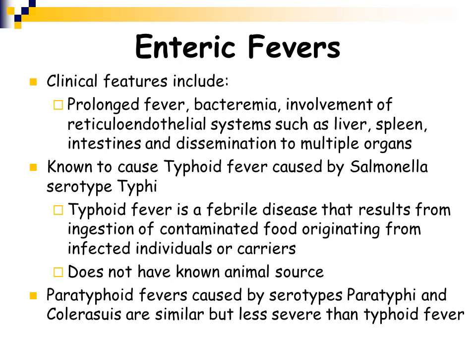So the clinical features are a prolonged fever. You can have bacteria in the bloodstream. It can get into the reticuloendothelial system, such as the liver, spleen, intestines. It can disseminate. It can infect multiple organs. This can lead to typhoid fever, which is commonly caused by Salmonella serotype typhi. So typhoid fever is a febrile disease that is the result of ingesting contaminated food, and usually the food will become infected by an infected individual or a carrier.